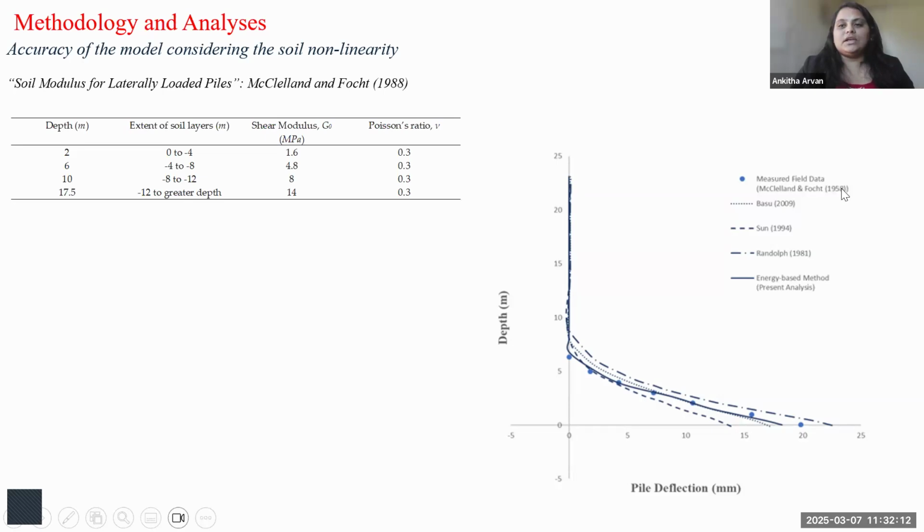Here, as you see, we have the measured field data, previous studies' results, and the energy-based method, which I've tried to recreate using finite difference approximations. In this case, I've used MATLAB. So these were the analysis results.